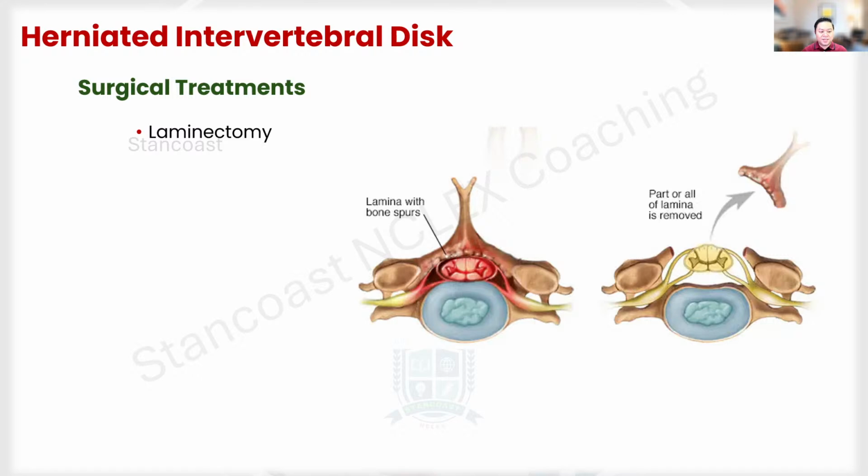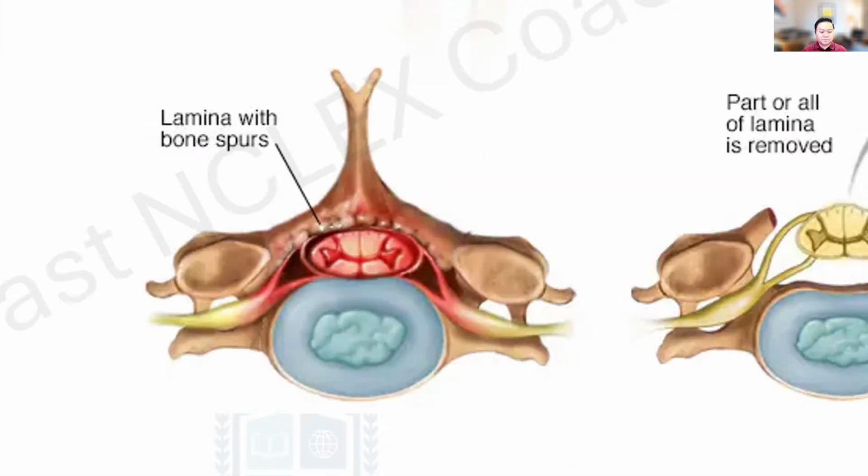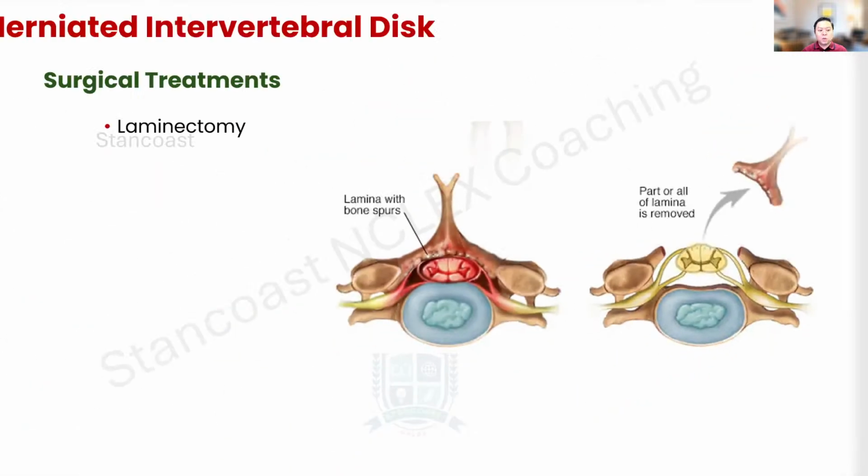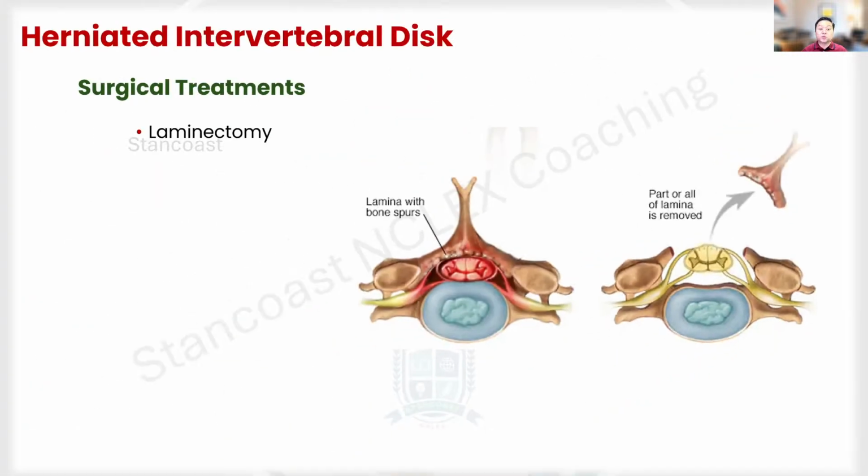So let me zoom this in right here. Okay, so you'll see here the structure. And of course, with the laminectomy, this could involve the removal of a part, or maybe a portion, of the lamina surgically in order to relieve the pressure on the nerve root. Okay, again, the goal of the surgical procedure is basically to remove the pressure onto the nerve root or to the spinal cord.